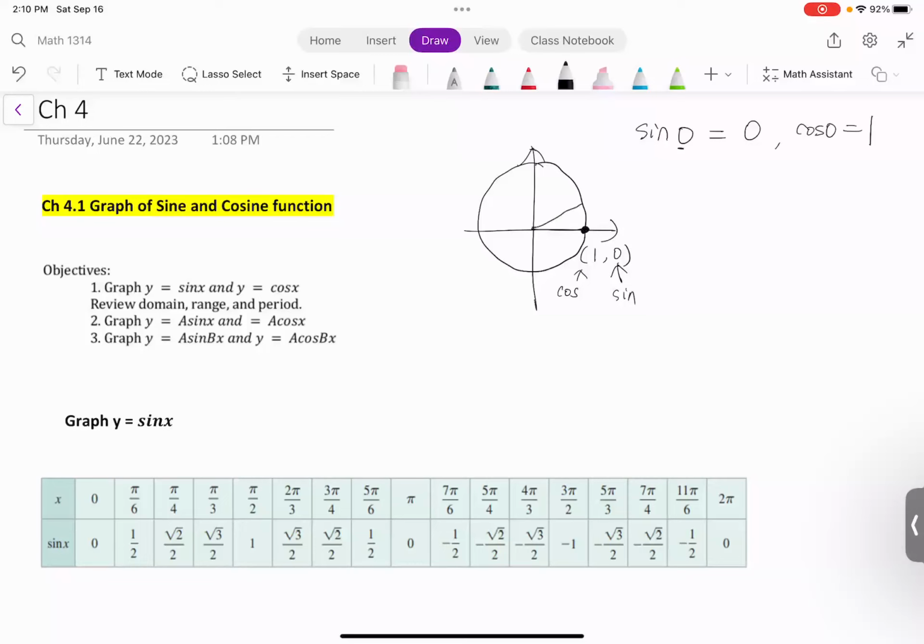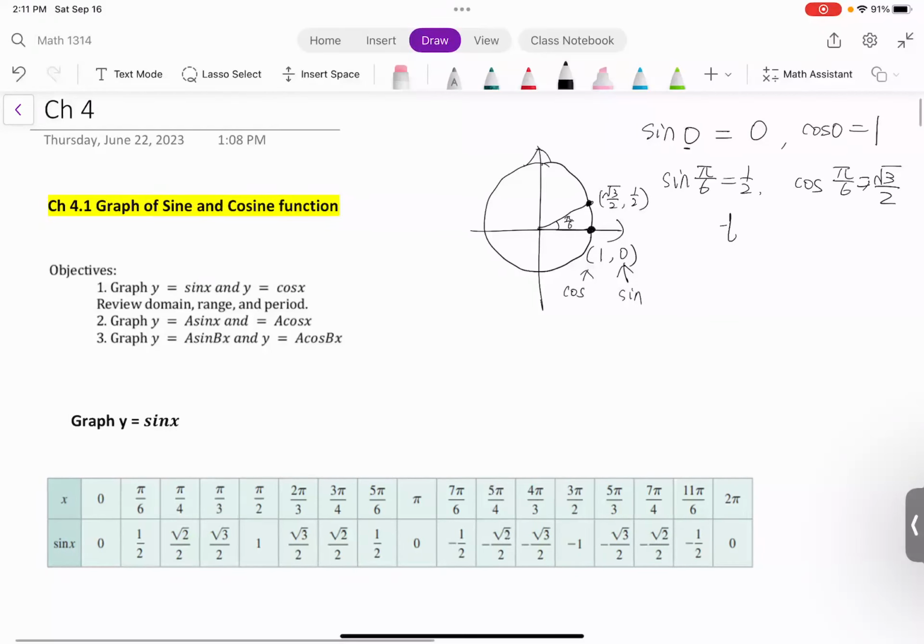And another point, for example, here, this is pi over 6, 30 degrees. And the point on the unit circle here is (square root of 3 over 2, 1/2). That means sine pi over 6 equals 1/2, and cosine pi over 6 equals square root of 3 over 2, and you can find the tangent. And these are not the graph of the sine, cosine, or tangent function.